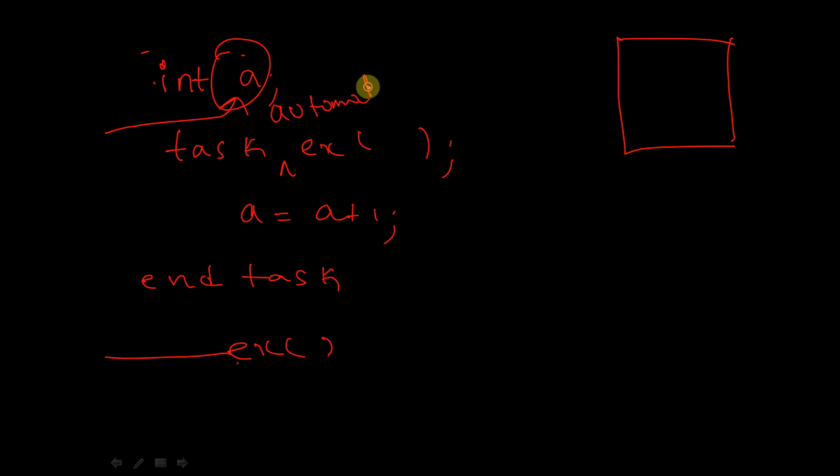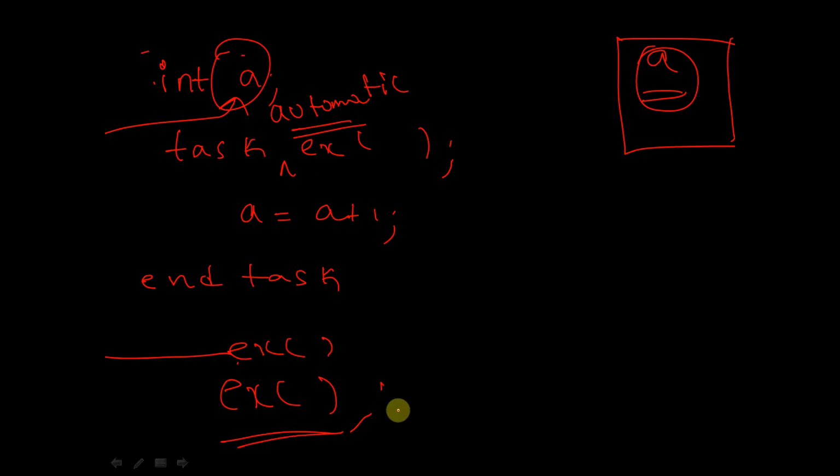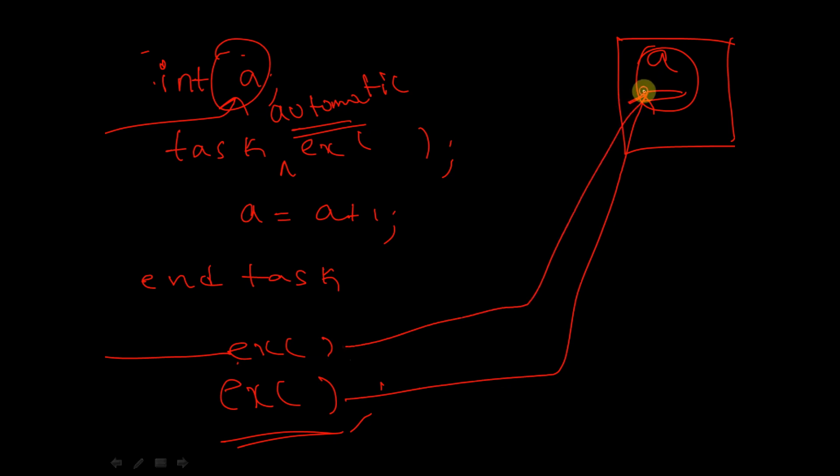The task is automatic, task automatic, so memory will be created for this variable. And for the second call, what happens? This is the second invocation. Since the task is automatic but the variable is static, it will go and refer to the variable which was created previously by the first invocation. So these two invocations will refer to the same variable itself.